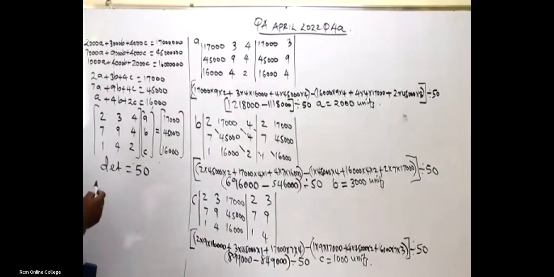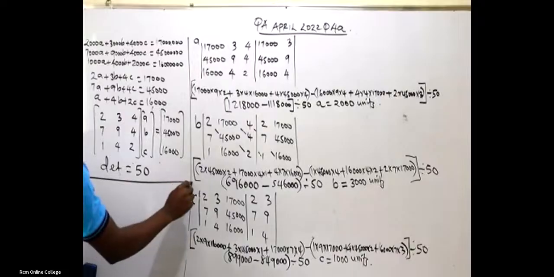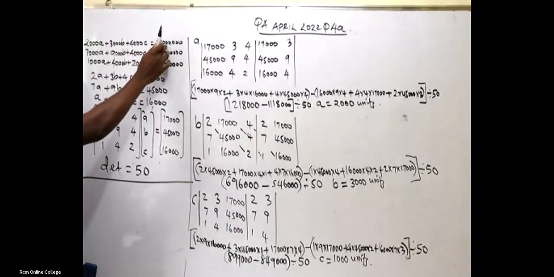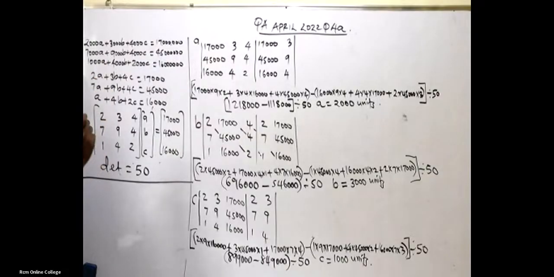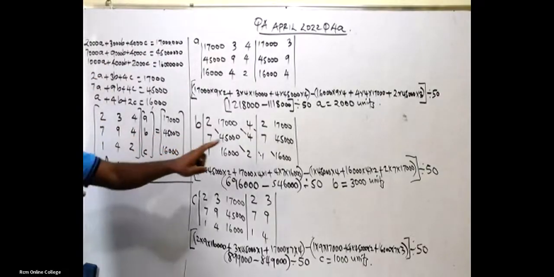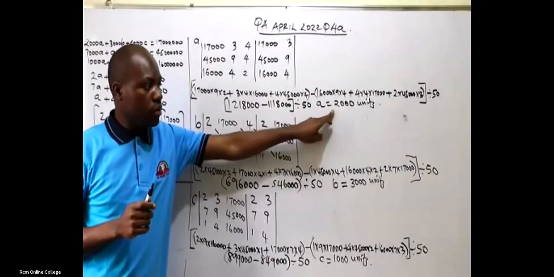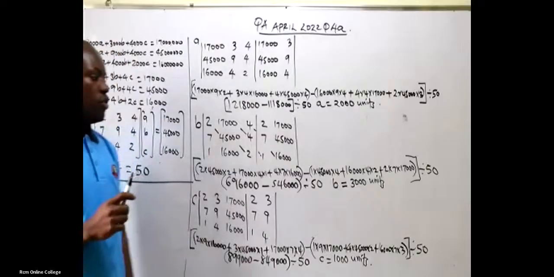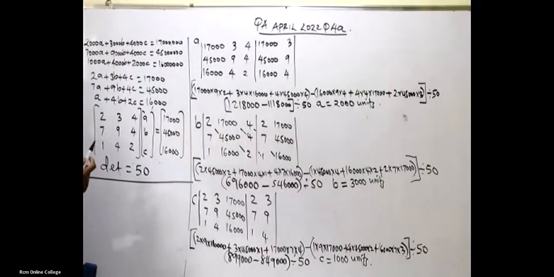So it means for this company to realize a profit of 17 million, they need to sell 2,000 units of A, 3,000 units of B, and 1,000 units of C. You can just do a cross check, right? Getting the value of A, B, and C was what was required, but you can cross check.